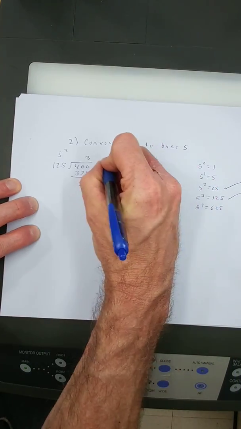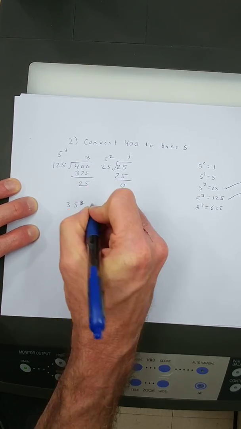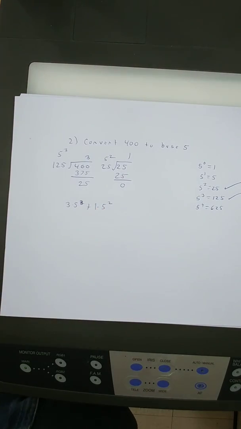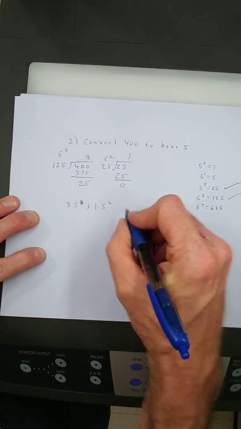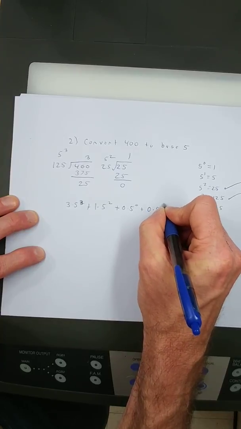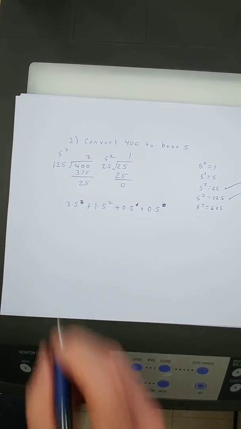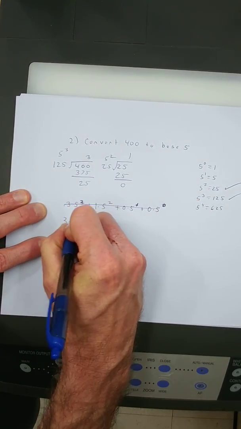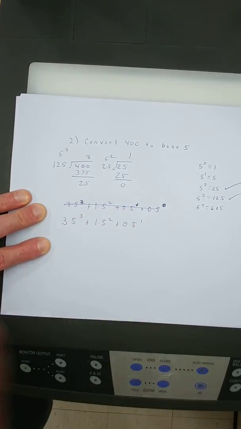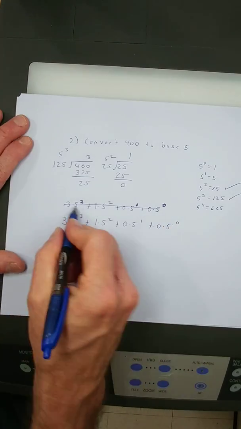So this is 5 cubed. This is 5 squared. So we have 3 times 5 cubed, pardon me, and then 1 times 5 squared. And we'd have to have 2 zeros, 2 placeholders for 5 to the first and 5 to the 0. I got those written down wrong. Let me recopy that nicer. So 3 times 5 to the third, 1 times 5 squared, 0 times 5 to the first, 0 times 5 to the 0. That looks much better.